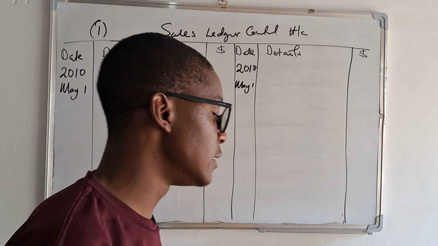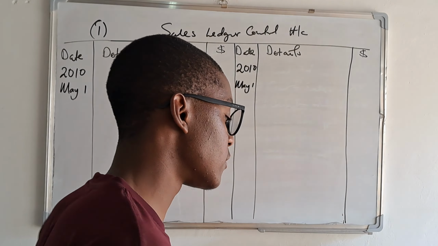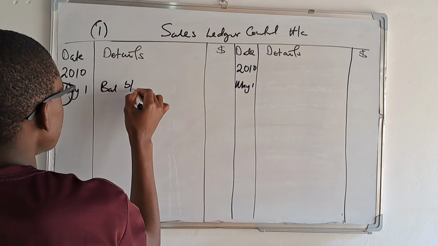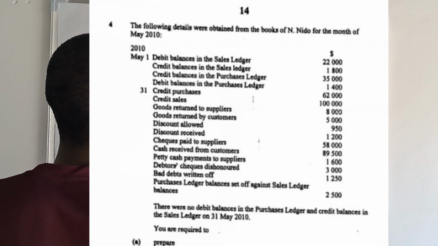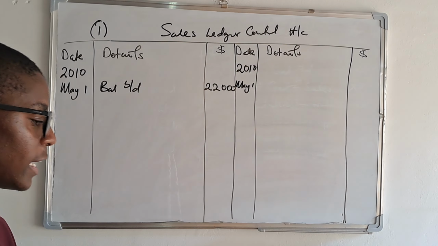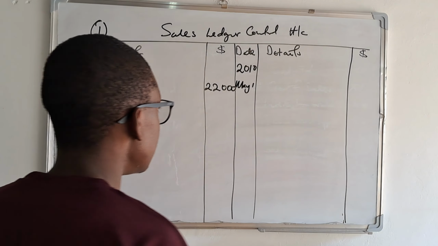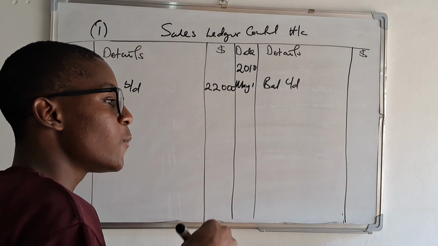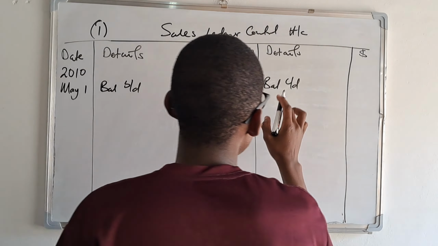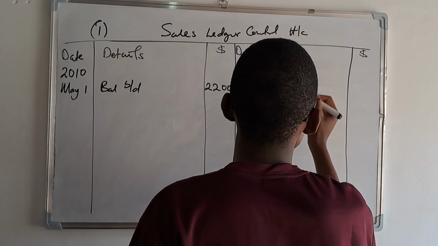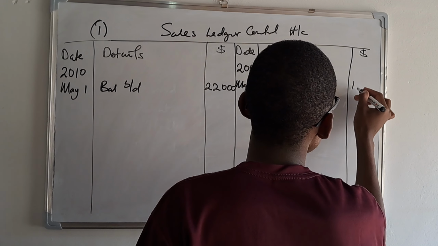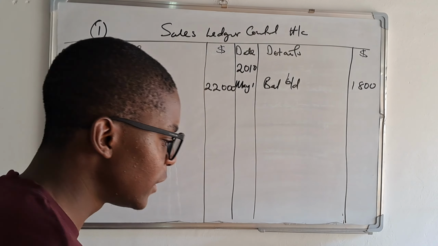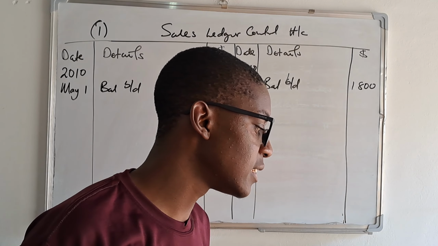You're given that the debit balances in the sales ledger are 22,000. Debit balance means it's here. You record balance BD. How much? 22,000, right? Then you are given that the credit balances in the sales ledger are 1,800. You record on the credit side according to the format in the first video. Balance CD, sorry, not balance CD. It's balance BD because it is given. It will be 1,800.